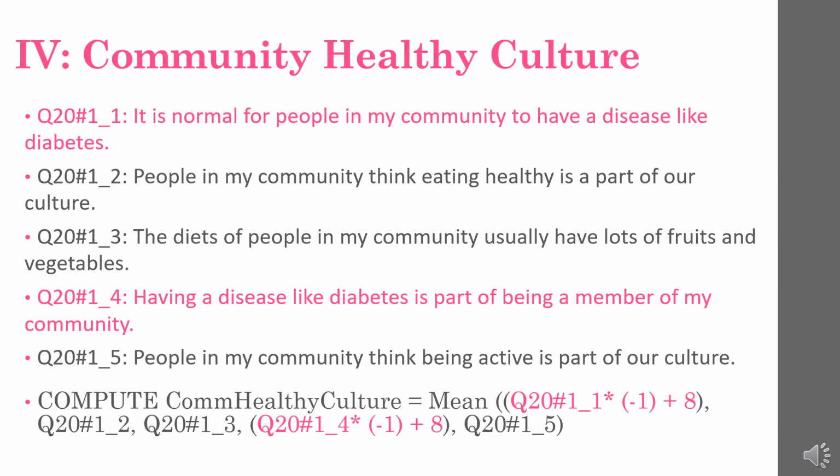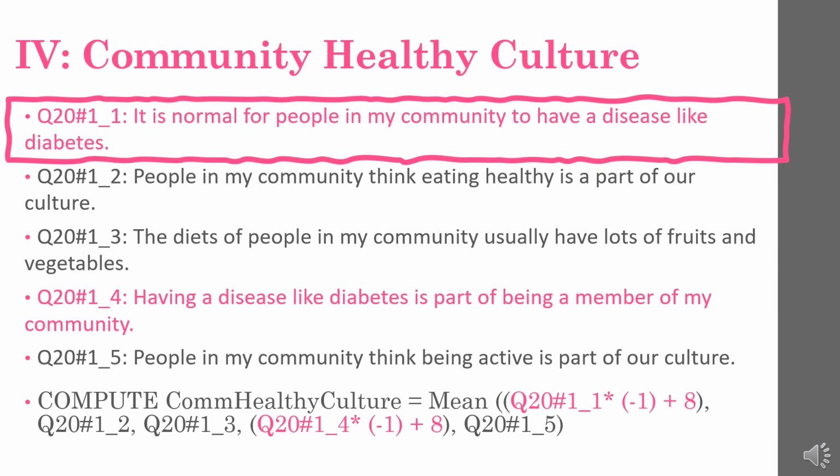This is not something you have to do, but it's something I had to do before I created the community healthy culture variable. So here are the 5 items that correspond to community healthy culture. Some of them, though, if you get a high score on it, like it's normal for people to have diabetes in my community, then really that's a lower score on healthy culture. So if you look, those are coded, but there's some math behind it. Like the question is multiplied by -1. So I'm reverse coding those.